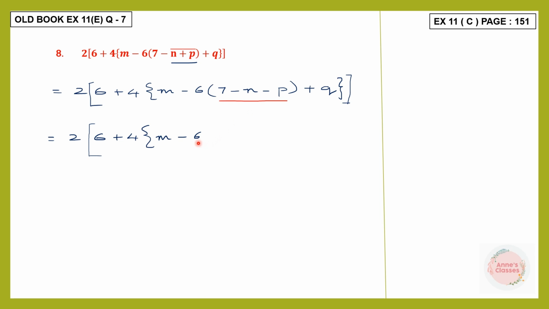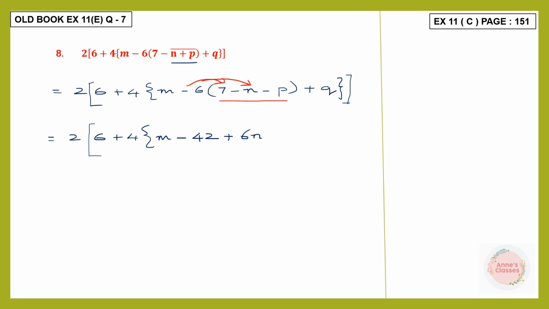Okay, so let's remove the 6 from here. Let's multiply and write the answer here. So what do we get? So first thing here is minus 6 into 7. The sign is minus. 6 sevens are 42. Then we are going to multiply minus 6 into minus n. Minus into minus is plus. 6 into n is 6n.